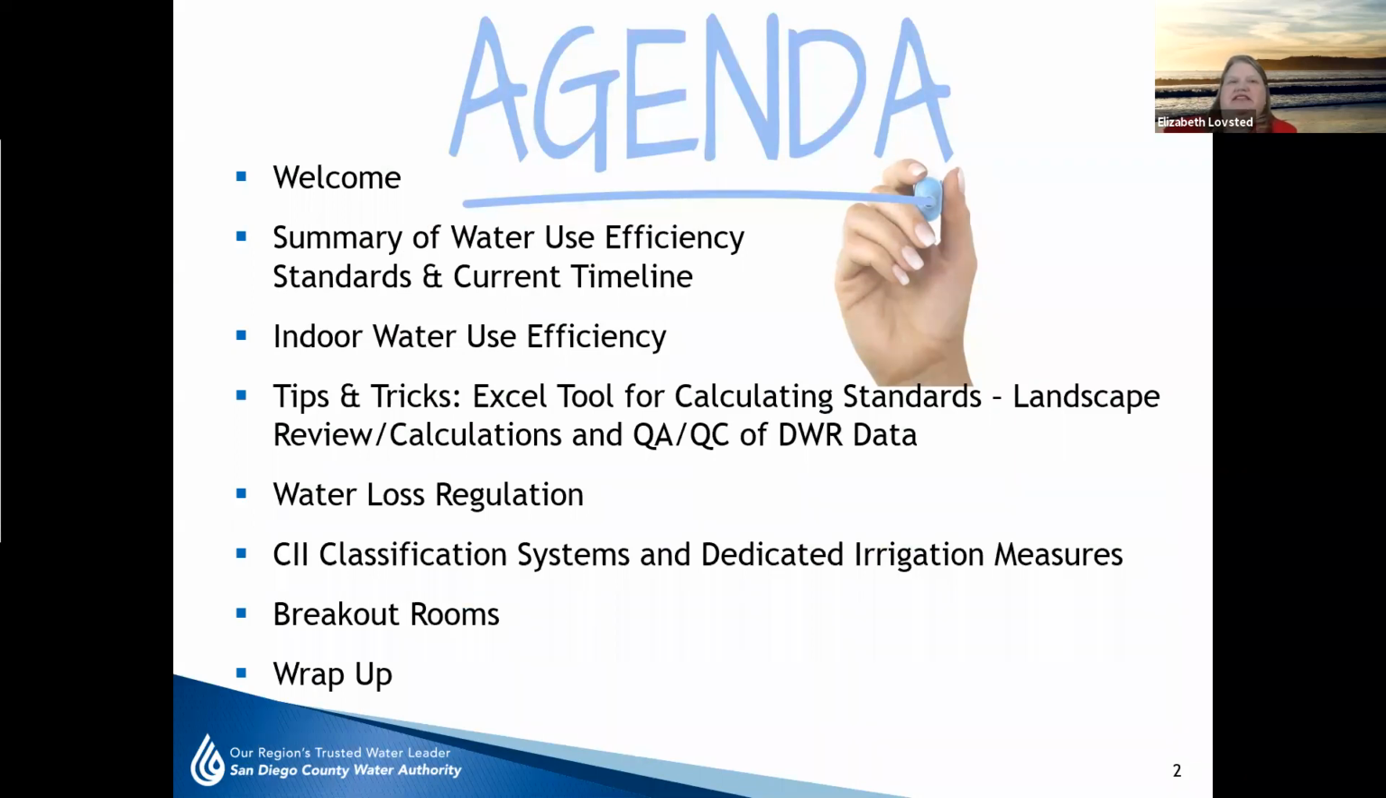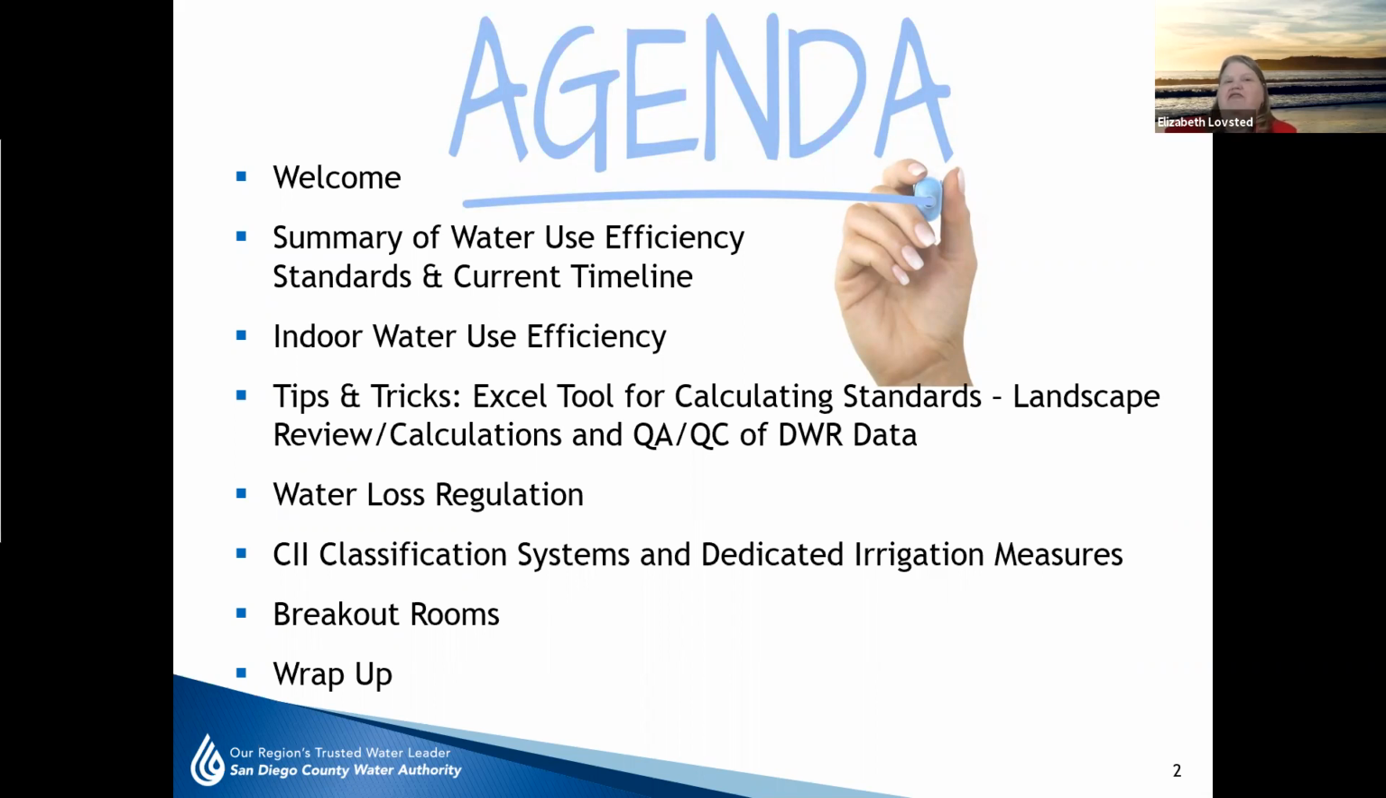respond to those comments. And then we have Nate here from Santa Margarita Water District, and he's going to go over landscape review and calculations in a tool that he's developed. And then we have Amy Talbot here. She's going to go over water loss regulations and where we are with that. And then Lisa Madaus is going to go over our CII classifications and dedicated irrigation meters.